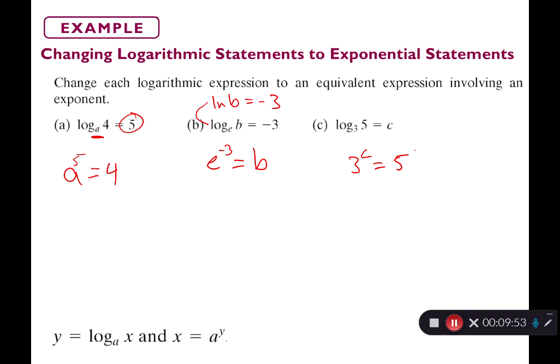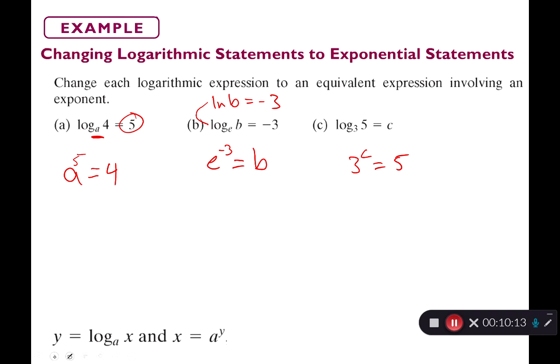Hopefully, you were able to change from exponential to logarithmic form, as well as change from logarithmic to exponential form. These forms are going to help you greatly in the next chapter, so you definitely want to get super familiar with them and make sure you can convert from one to the other fluently.